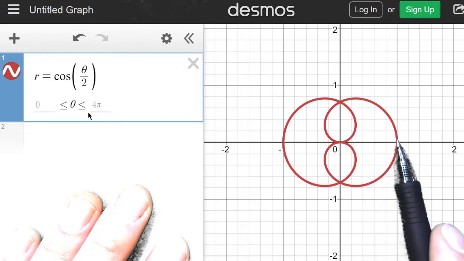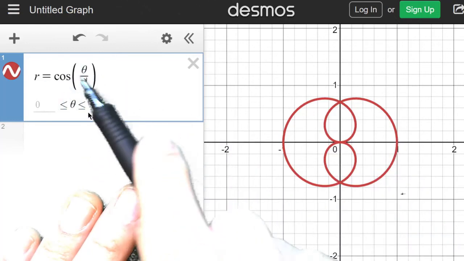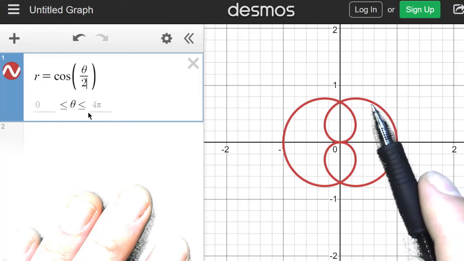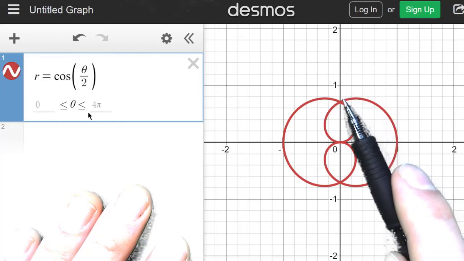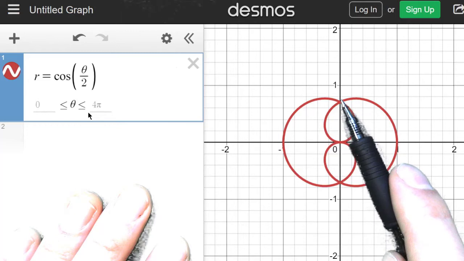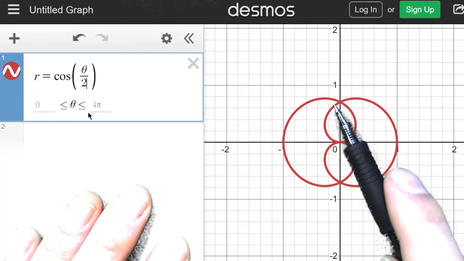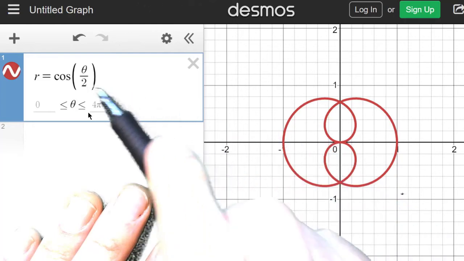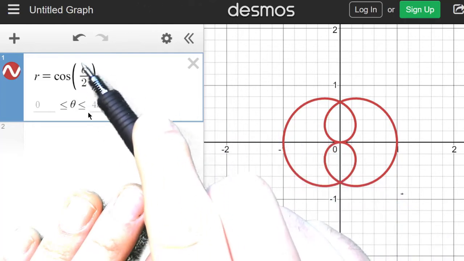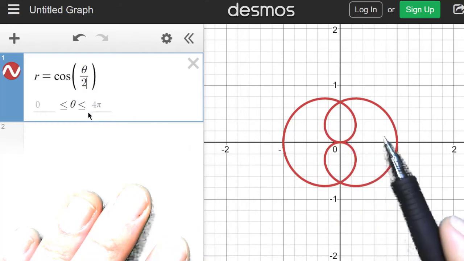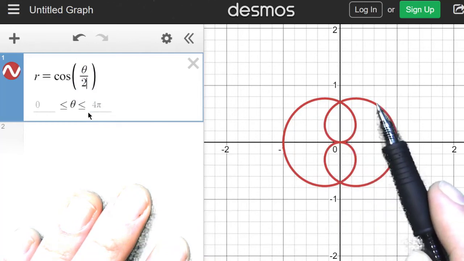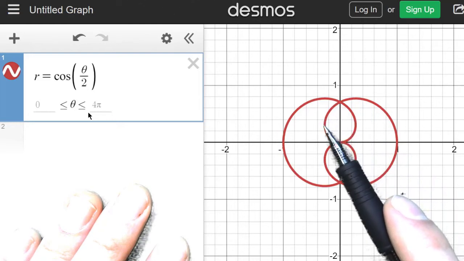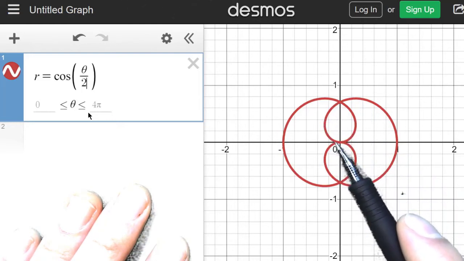Then theta starts to increase, and cosine theta over 2 will decrease, right? So it's going to come down. It's going to get closer to the origin. And here we are at theta equal pi over 2. When we go past pi over 2, as theta approaches pi, well, then theta over 2 is approaching pi over 2, and cosine of pi over 2 is 0. So that's why, as we come around here to theta equal pi, this curve is coming into the origin.